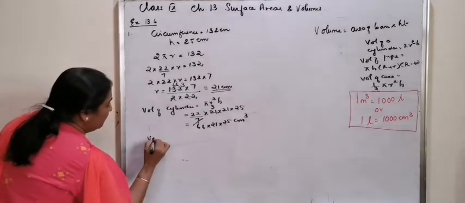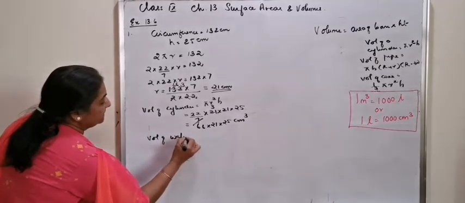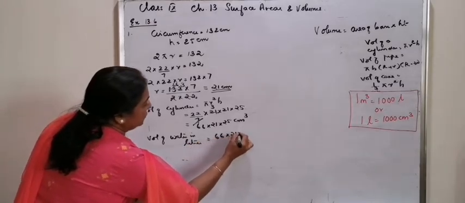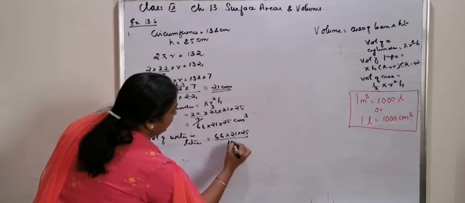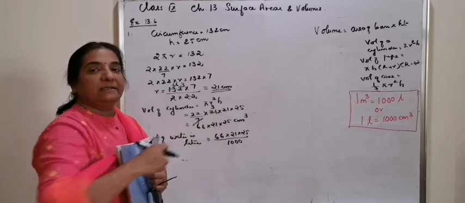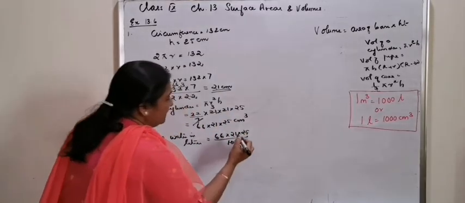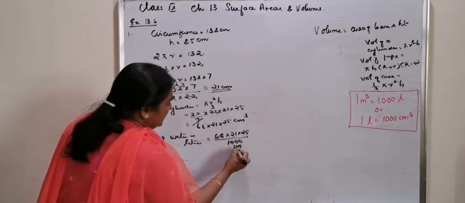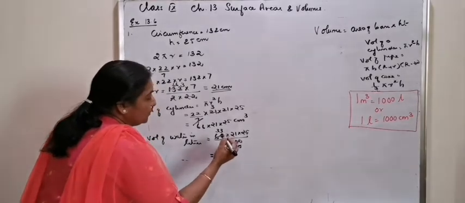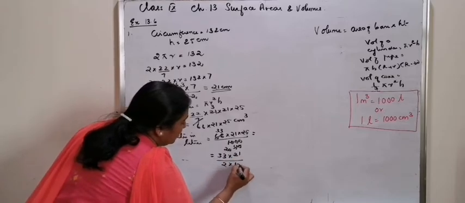So immediately, volume of water in liters is equal to 66 into 21 into 25 divided by 1000. You can do it directly, or you can multiply and divide by 1000. So 25, it is 40. Now with 66, it is 20 and 33. The division stops, or you can just write it as 33 into 21 by 2 into 10.